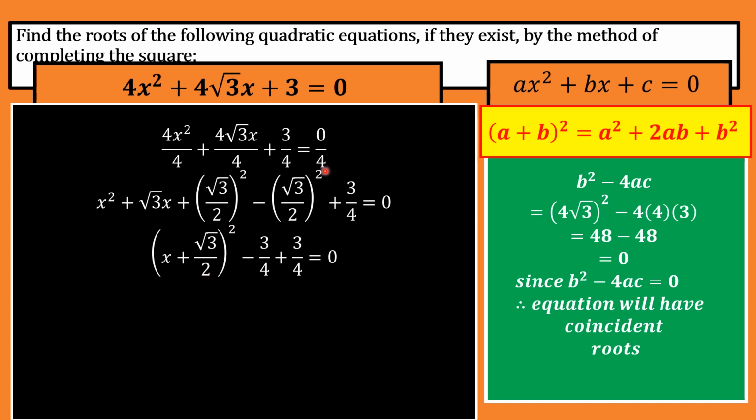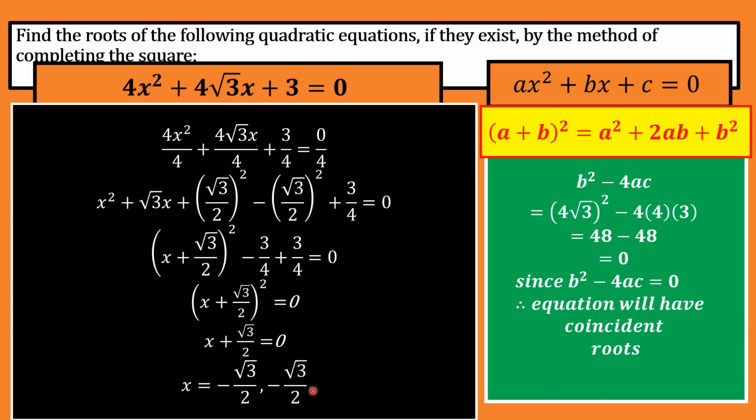The remaining terms are simplified. We'll get minus 3 upon 4. So when we square this, under root 3 square is 3 and 2 square is 4, and minus 3 upon 4 plus 3 upon 4 will cancel out eventually. We are left with x plus under root 3 upon 2 whole square is equal to 0. Taking the root, we are left with x plus under root 3 upon 2 is equal to 0, or x is equal to minus under root 3 upon 2.